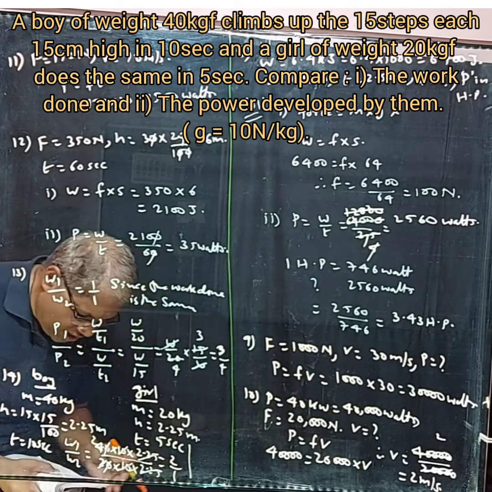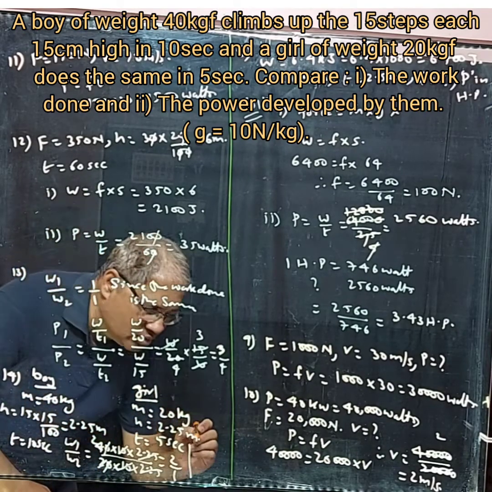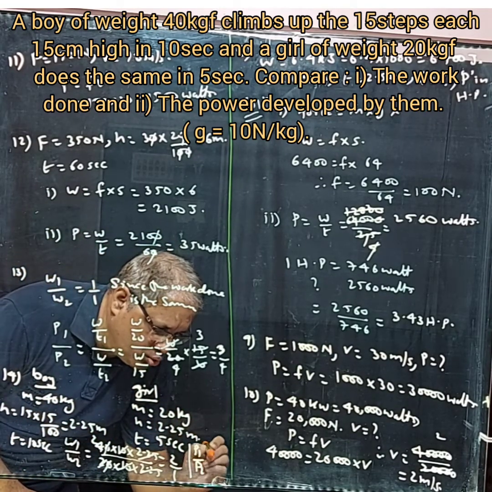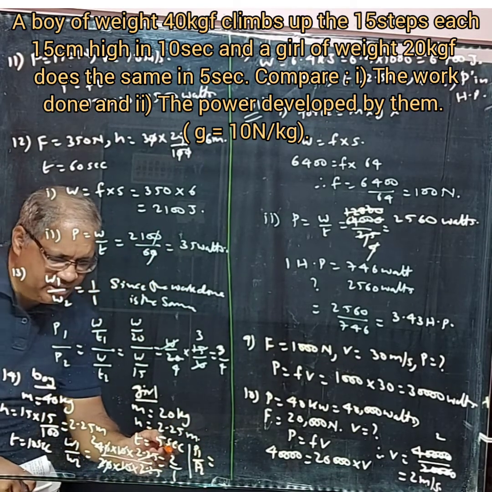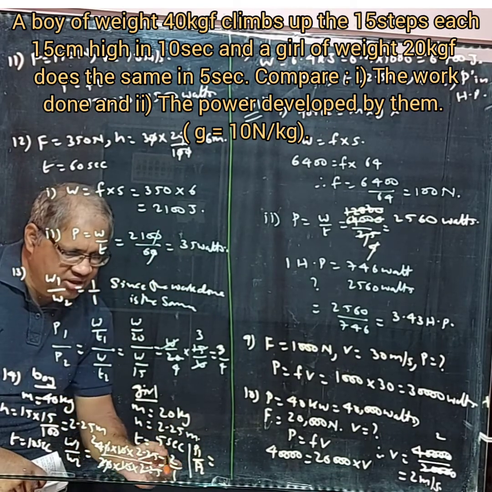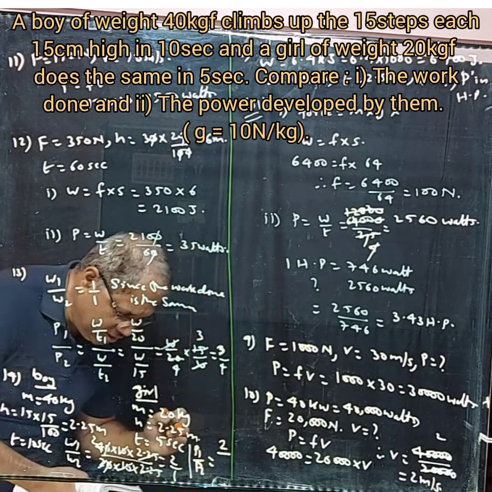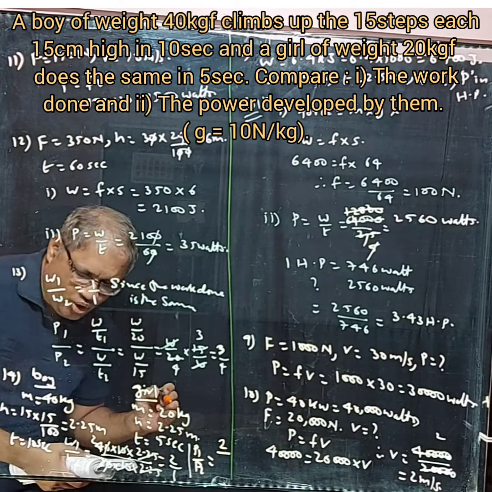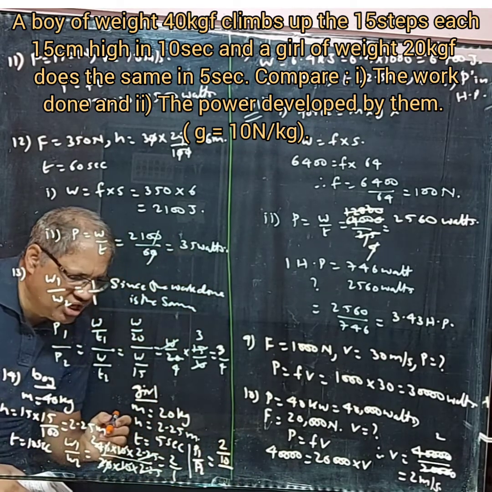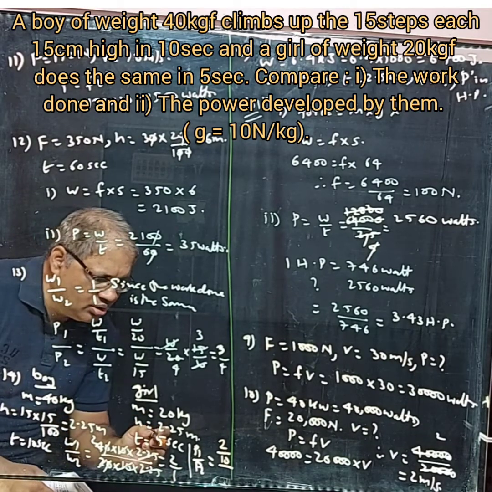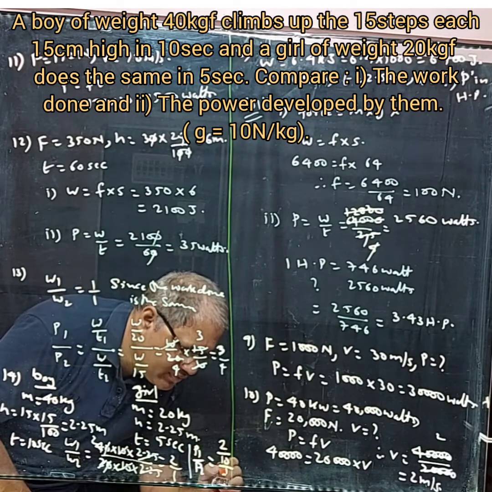Alright. And then the ratio of the power. So P1 upon P2. Work for the boy is 2 and for the girl it is 1. So work upon time. So 2 upon time is how much? How much does the boy take? 10. And the girl takes how much time? 5 seconds. So 1 upon 5.